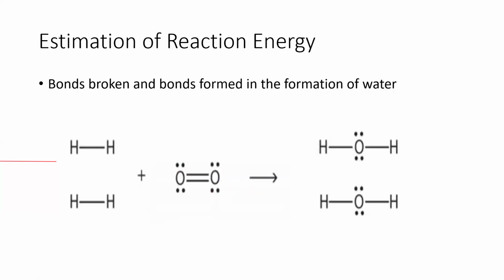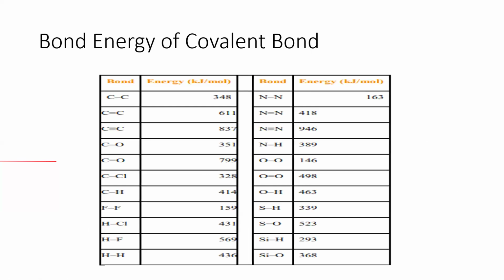When you come to the chart here, they are all here. When you see hydrogen and oxygen, that's 463. So hydrogen and oxygen give you 463. Oxygen and oxygen double bond is 498. And hydrogen and hydrogen, yeah, 436. So all of them are on the chart.